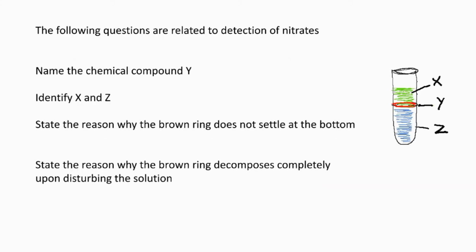Got it? Now see this question. The following questions are related to the detection of nitrates. A picture is also given. What's the question? Name the chemical compound Y. So what is that? It is nothing but that brown ring. Why is that brown ring forming? Due to the formation of nitrosoferrous sulfate, FeSO4.NO, you should write. Correct?